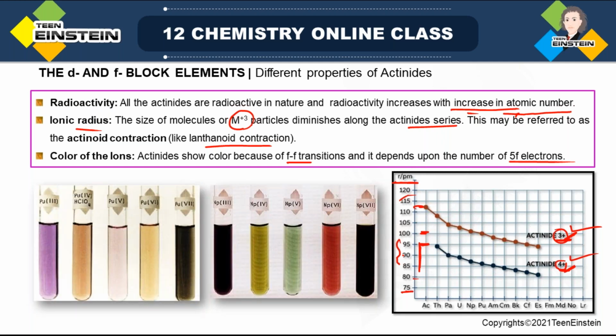Here we have some pictures so that you can understand what their colors will be. The colors are obviously much fainter compared to d-block elements. This is plutonium 3, plutonium 4, 5, 6, 7. So all these five are Pu. Then neptunium 3, neptunium 4, neptunium 5, 6, and 7. So all these are for neptunium.